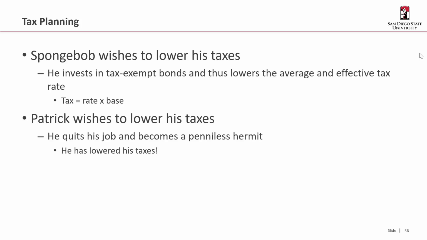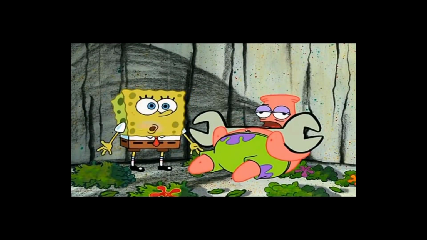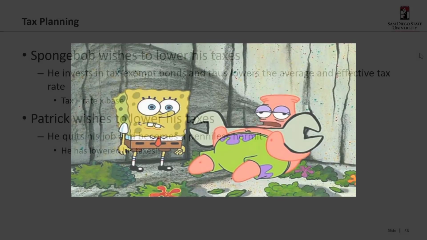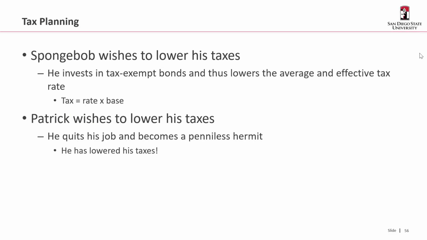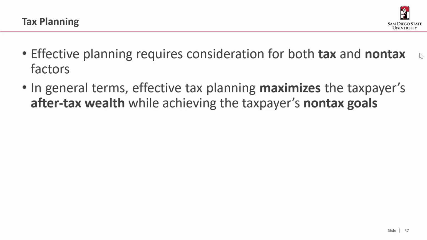So Patrick wishes to lower his taxes. As a result, he just quits his job and becomes a penniless hermit. See what I mean, Patrick? He's also lowered his taxes. And so the lesson here is that effective tax planning requires consideration of both tax and non-tax factors.